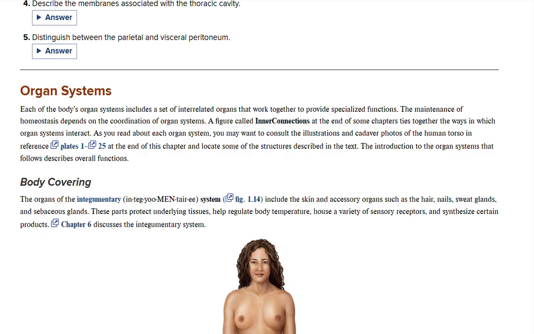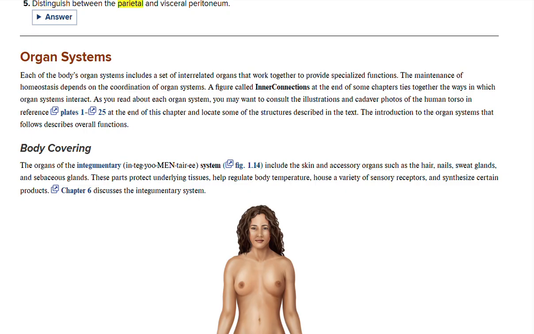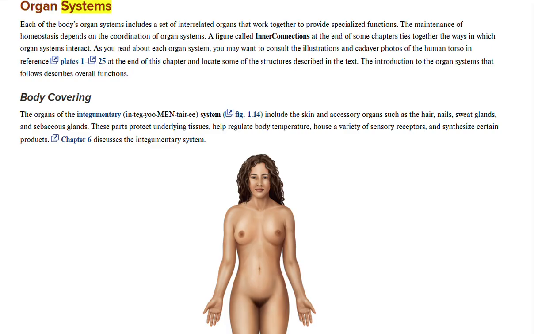Revealed content has ended. Distinguish between the parietal and visceral peritoneum. Answer. Start revealed content. The parietal peritoneum lines the inner surface of the wall of the abdominopelvic cavity, and the visceral peritoneum covers the surfaces of most abdominopelvic organs. Revealed content has ended. Organ systems.